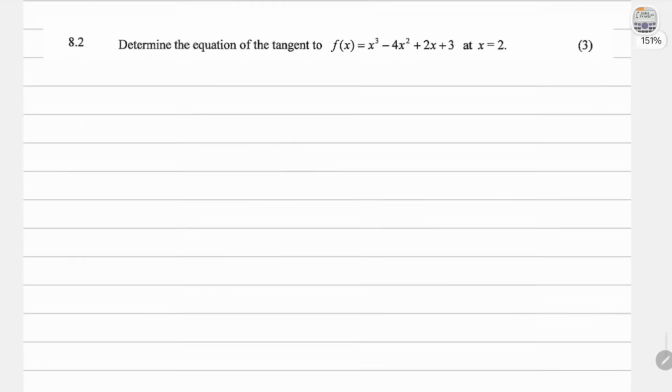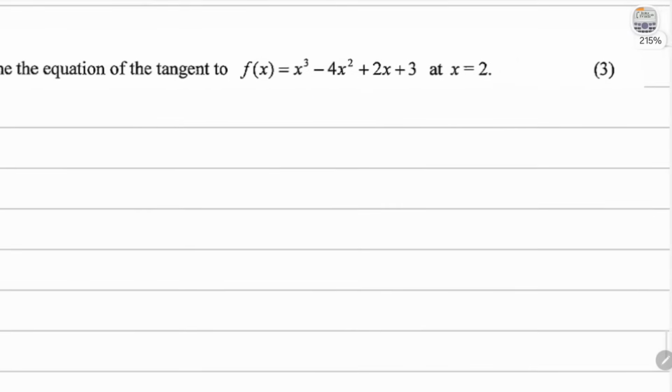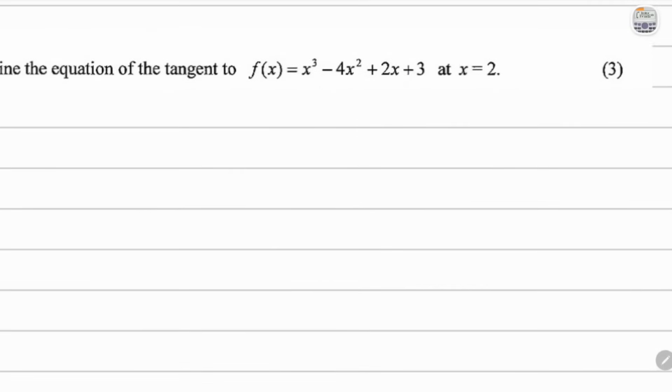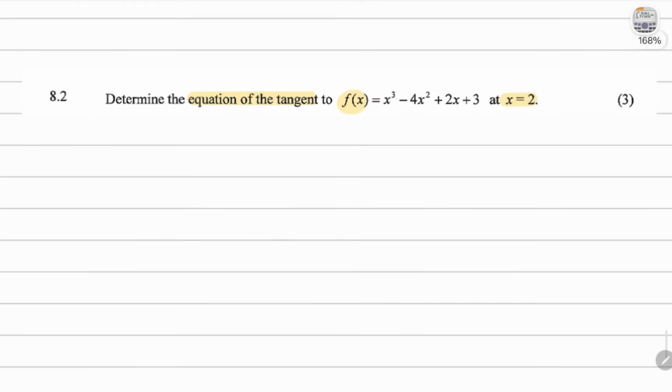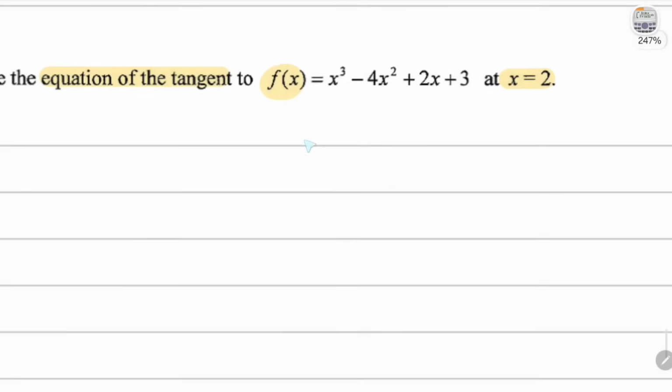Question 8.2 says, determine the equation of the tangent to f of x. As we can see, f of x is a cubic function, and we're trying to find the equation of the tangent to this function at x equals 2. Okay, so here is a representation of what's going on. You see, this is a cubic function that sort of looks like an n, because you can see that the value of a is greater than 0.